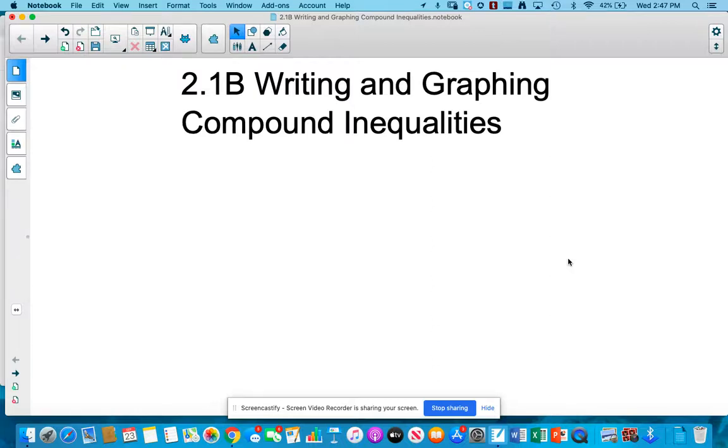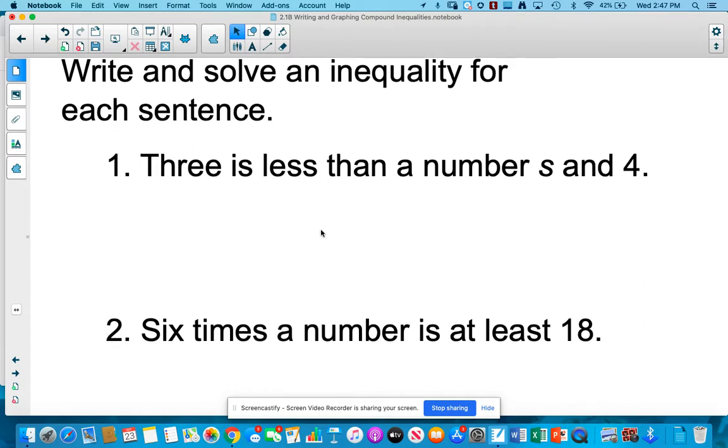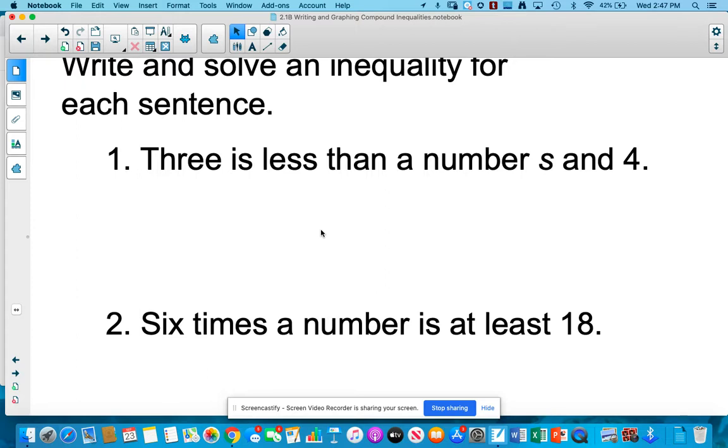Okay, so today we're going to talk about writing and graphing compound inequalities. So write and solve an inequality for each sentence. If we're talking about a sentence and an inequality, that means there's going to be a greater than, a less than, greater than or equal to, or a less than or equal to in each inequality. Okay, so let's break this apart.